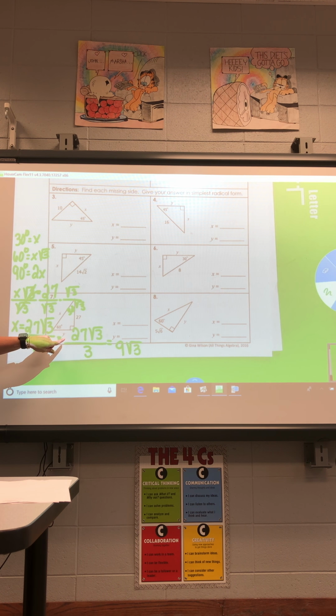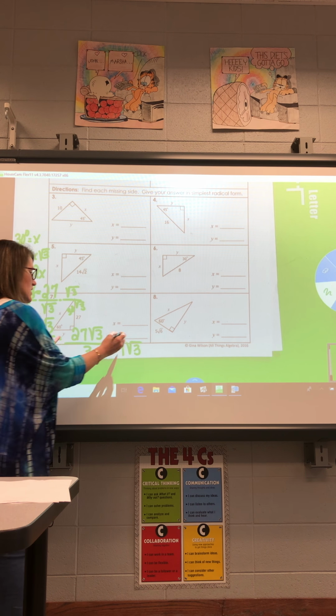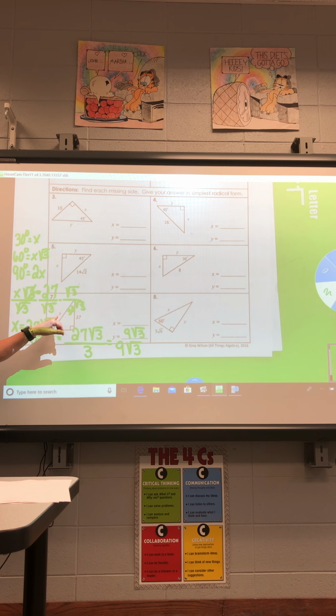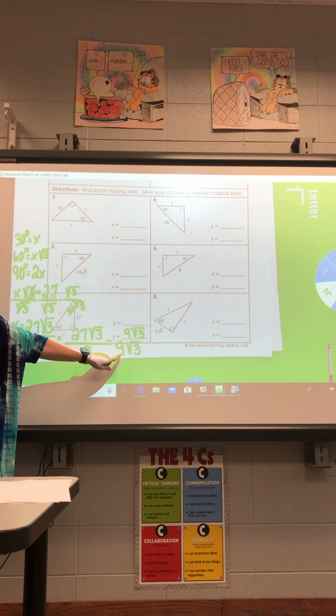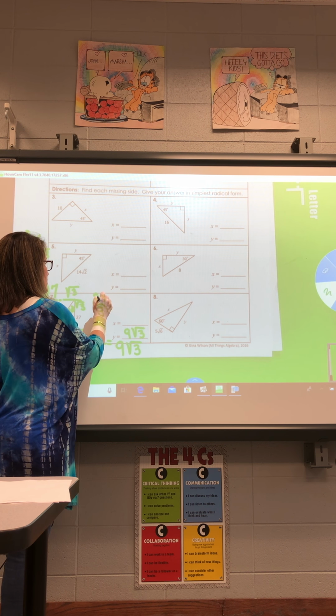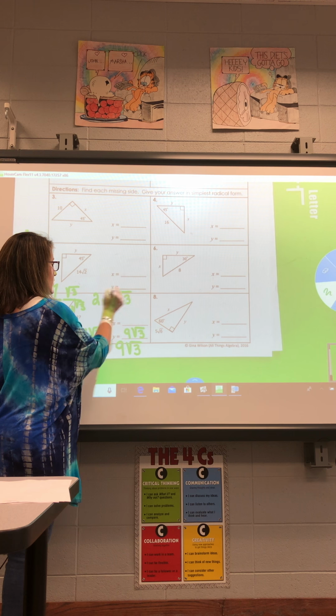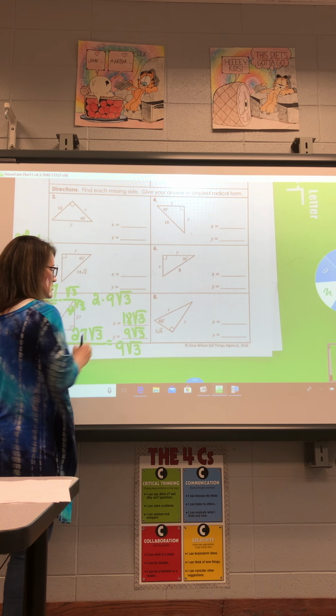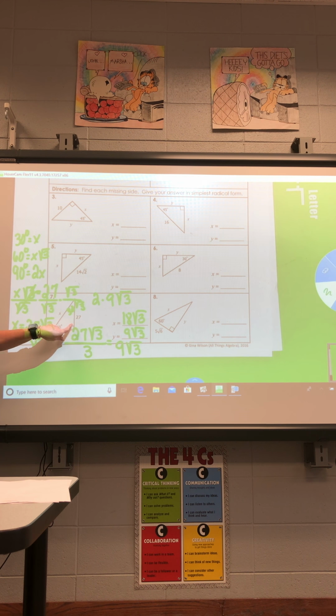My x is going to be the side across from the 30 degrees, which they have labeled as y. So y is 9 square roots of 3. Now we need to figure out what the hypotenuse is. The hypotenuse has to be 2 times x. Well, I found that to be 9 square roots of 3. So I have to multiply 2 times 9 square roots of 3. 2 times 9 is 18, giving me 18 square roots of 3. This is my hypotenuse, which they have labeled as x.